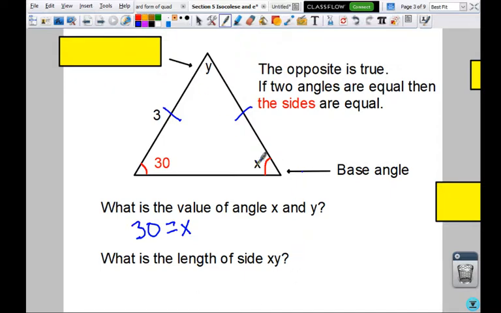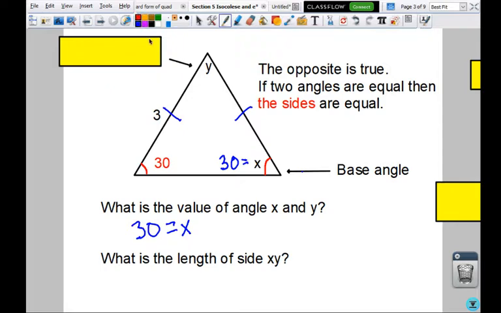Why? And then if I'm going to find angle y over here, I can go through and find that. They're not on your ears though. Okay, all the way on. All the way.